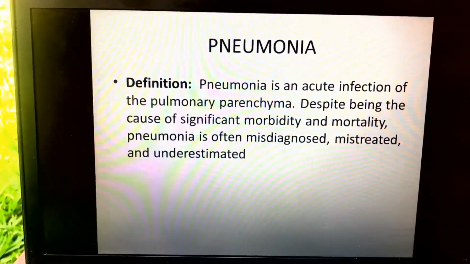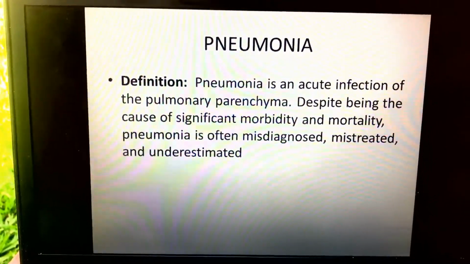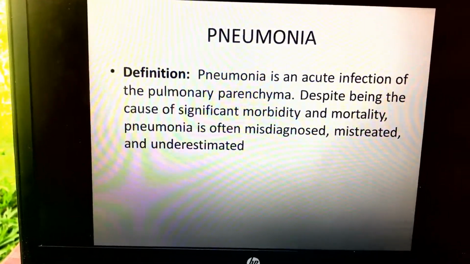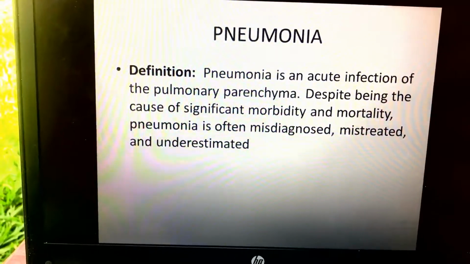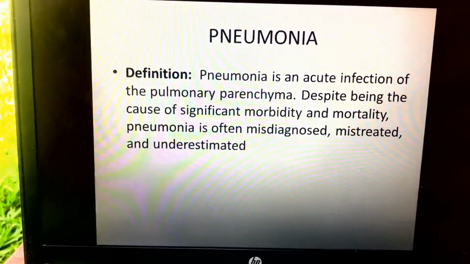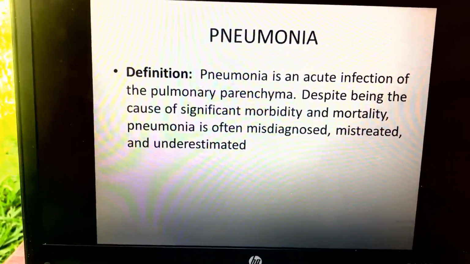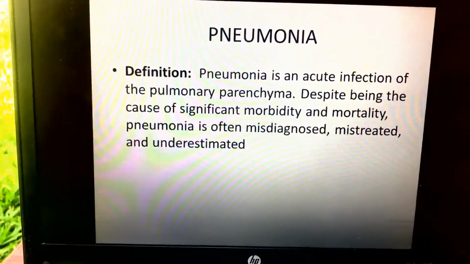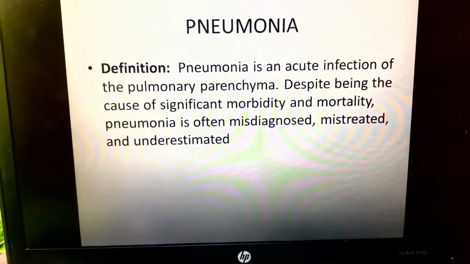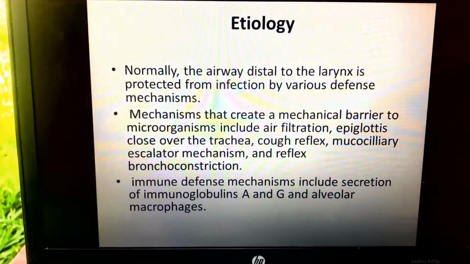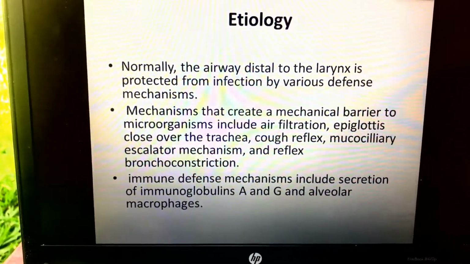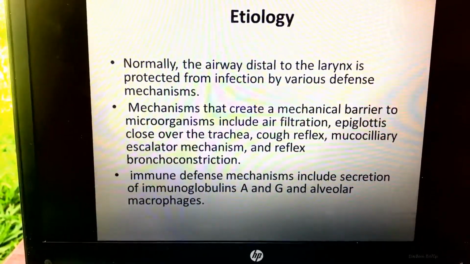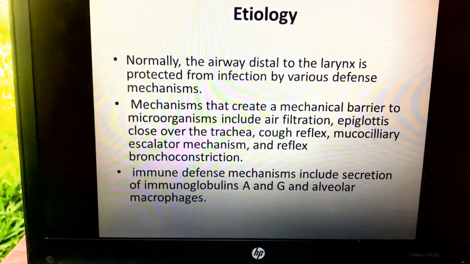Okay, let's see pneumonia. Pneumonia is an acute infection of the pulmonary parenchyma. Despite being the cause of significant morbidity and mortality, pneumonia is often misdiagnosed, mistreated, and underestimated. Etiology of pneumonia: normally, the airway distal to the larynx is protected from infection by various defense mechanisms.